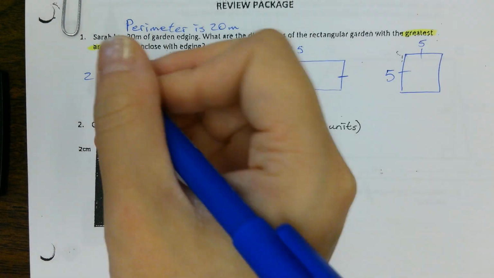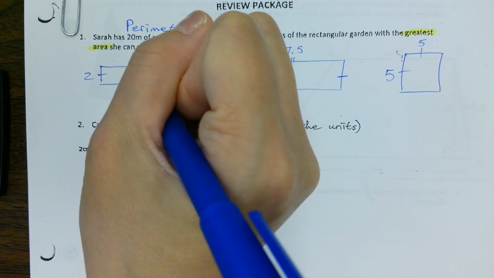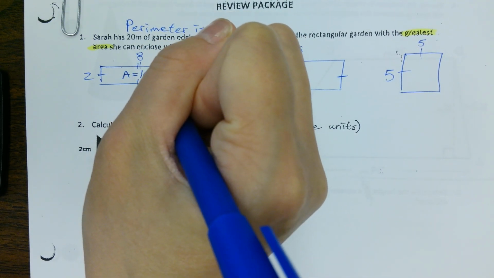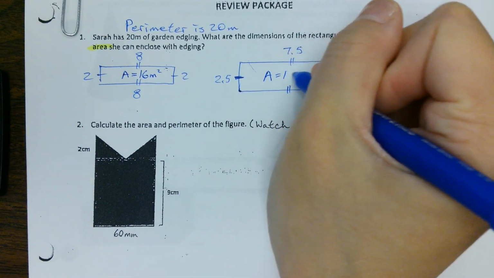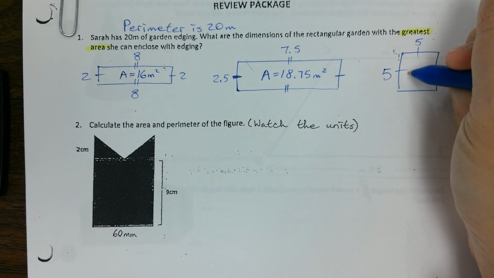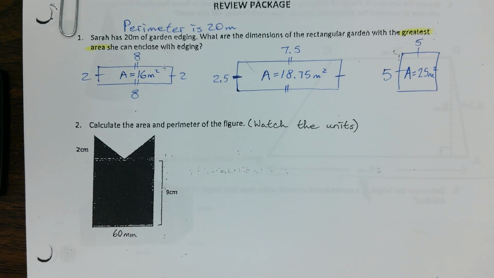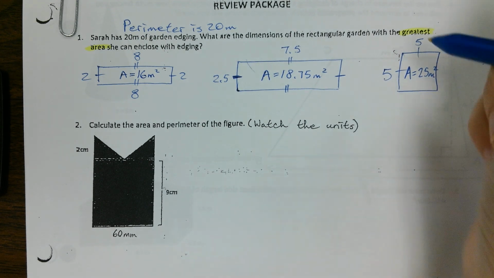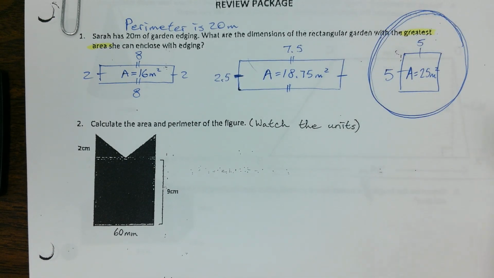But I want the greatest area. So for this one, what's my area here? 8 times 2? 16 meters squared. What about this one? 7.5 times 2.5. My area is 18.75 meters squared. What about this one? 25 meters squared. All right. So which one has the biggest area? The 5 by 5. More importantly, what type of shape is it?